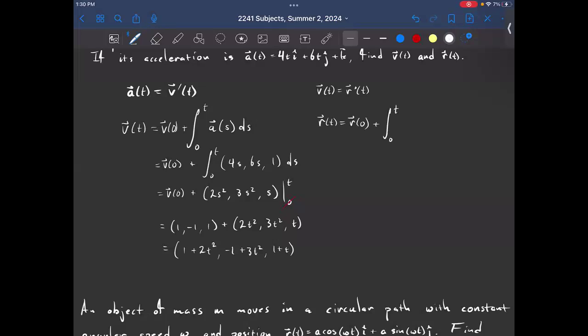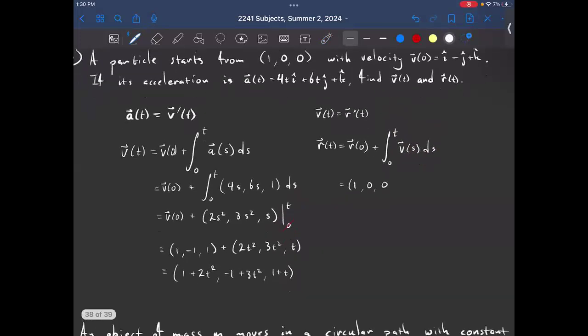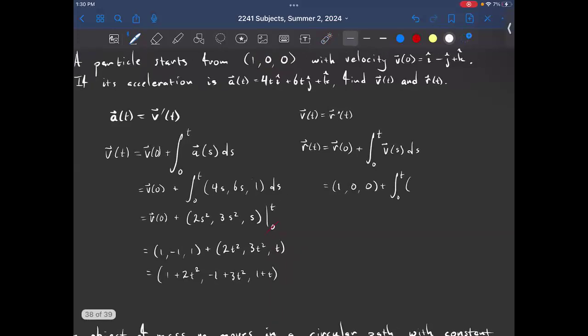And what are we integrating? The velocity function, with a different variable in here as a dummy variable, so that we don't get confused between this variable and the actual variable of the function. So here we've got, what's r0? I think it's 1, 0, 0. Yep, so we're given our initial position here, plus the integral from 0 to t of the whole thing that we just found.